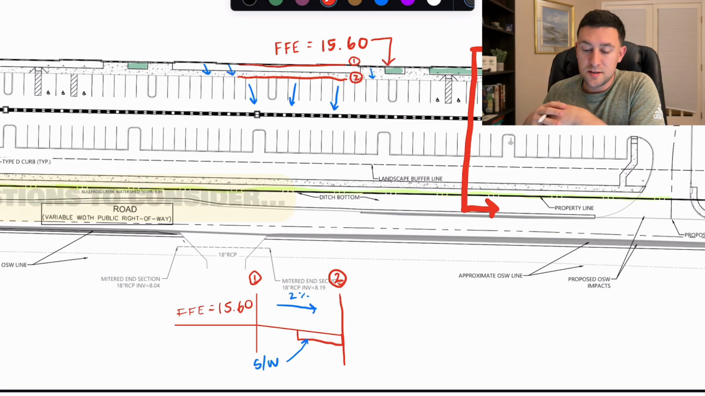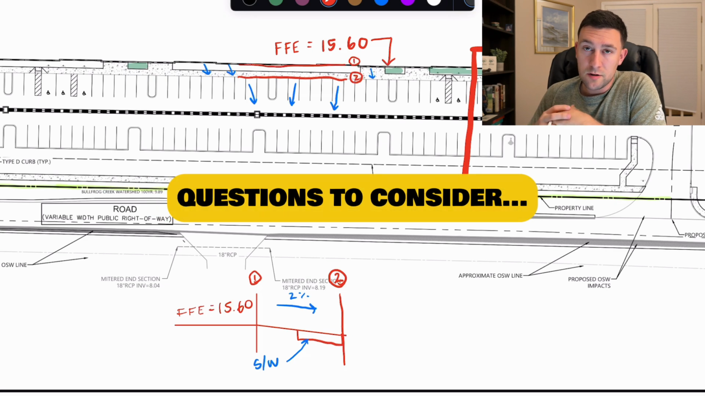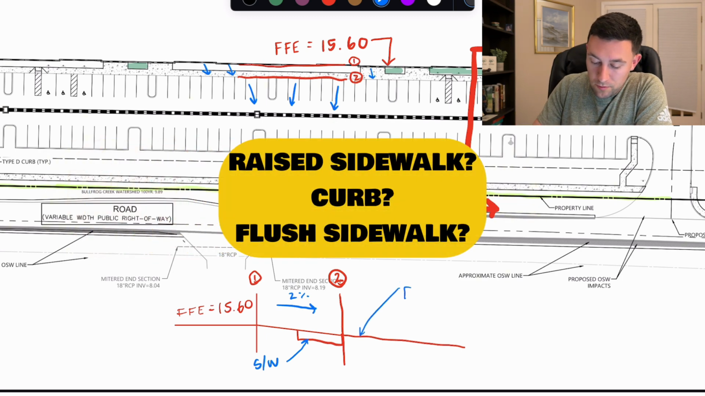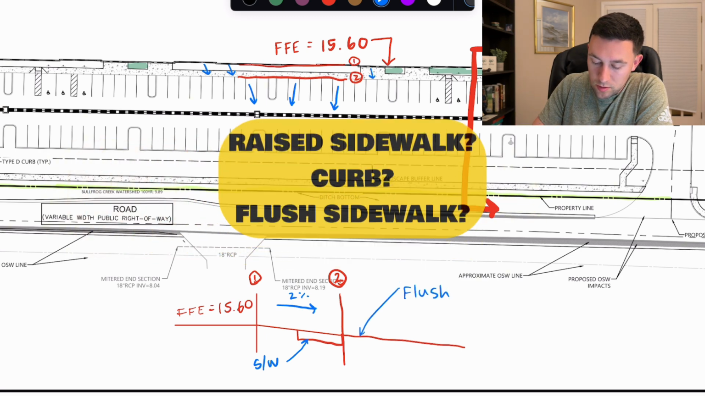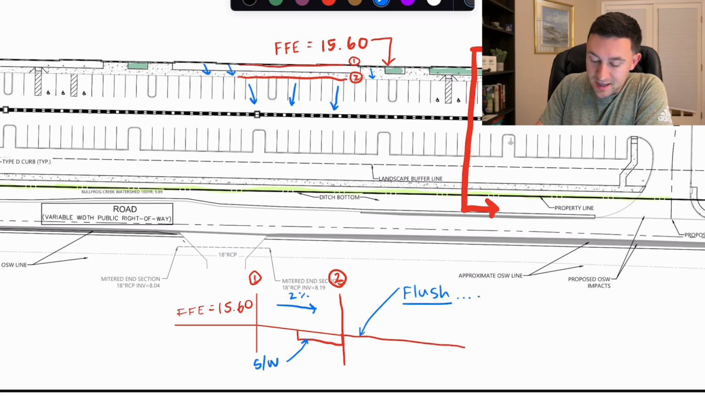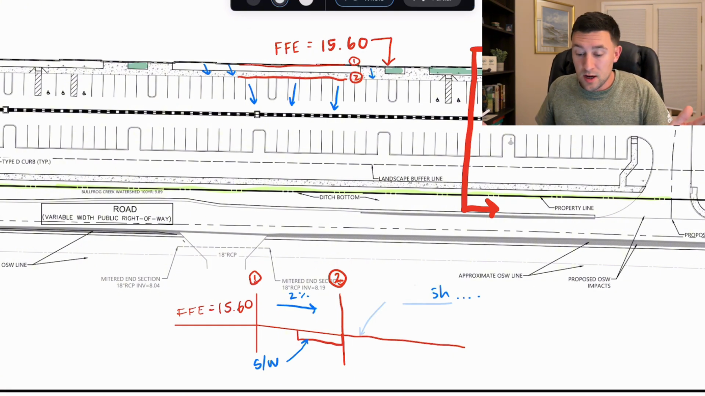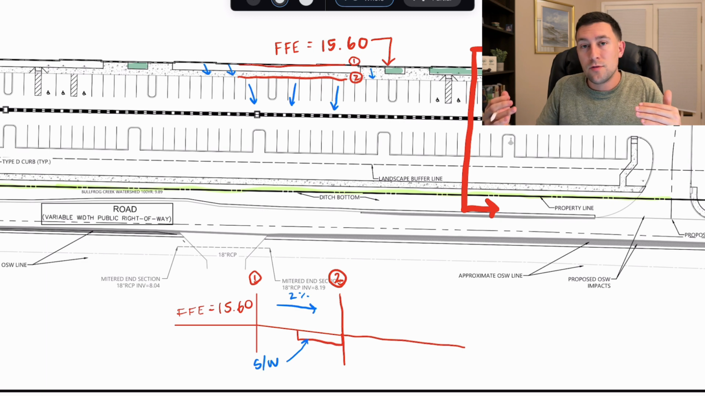Couple questions to consider here, especially with your client, developer, or you, is are you going to have a raised sidewalk or not? This could totally be a raised sidewalk, as shown. You can park your car and it's a raised edge right there, or you can have it flush. Now, just a couple things to consider with this is, if you have a flush sidewalk, some municipalities will require a wheel stop. So, do you really want to buy a whole bunch of wheel stops here? Or do you just want to have the raised sidewalk?